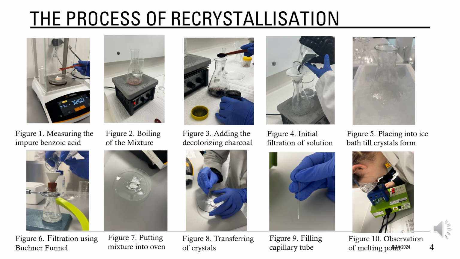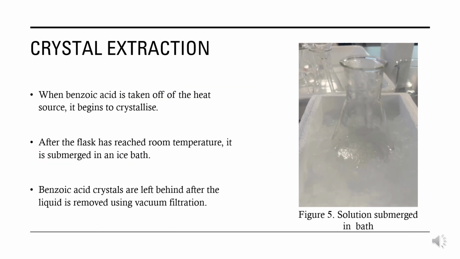Continuing on, figure 7 shows us the drying of the crystallized solution in an oven set to 80 degrees for around 10 minutes. This is done to make sure all additional moisture has been removed from the crystals. Figures 8 to 9 show the process of transferring the crystals from the watch glass into the capillary tube, and finally figure 10 shows the process in which the melting point is determined.